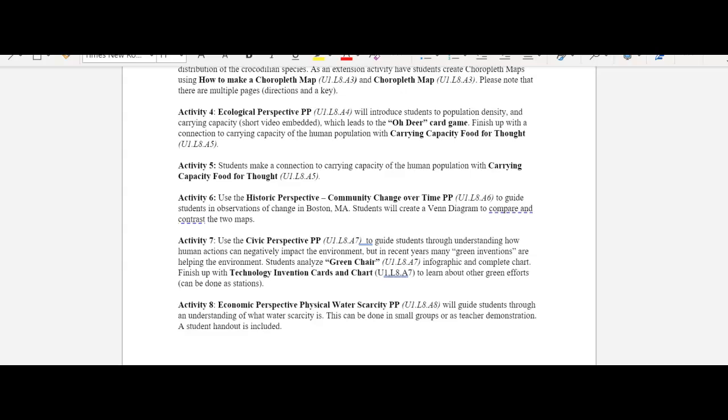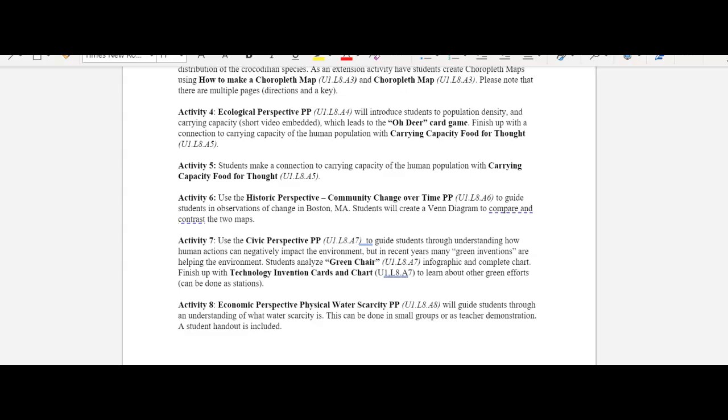First is the green chair, and that lends itself to a good interactive discussion between teacher and students, where you look at a chair and all the different parts are green pieces. What item are we helping? How are we helping the environment by each of these pieces? And there's a chart that students can fill out using the infographic. And then the technology invention cards, again, you'll have to have these done ahead of time, and laminated would be best. Basically looking at 8 different inventions where people are helping our environment.